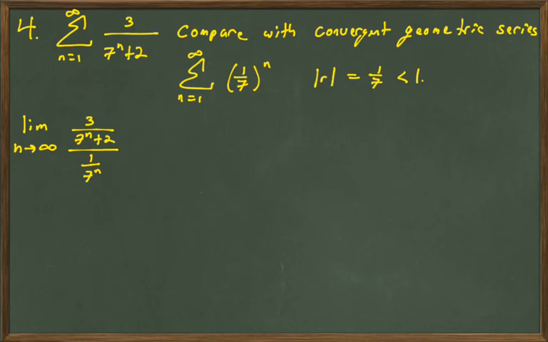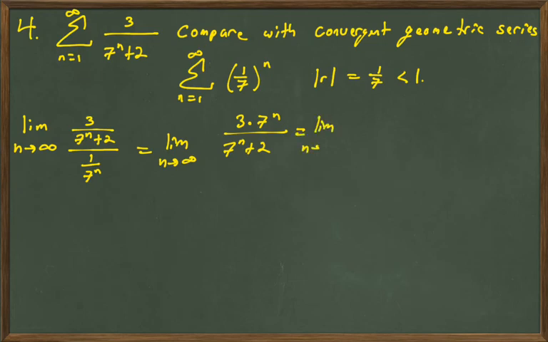Okay, all right, and then we're going to go ahead and flip over the dividing fraction, so we have 3 times 7 to the n over 7 to the n plus 2. This is going to be an infinity over infinity. You can do it with L'Hopital's rule. You can factor out a 7 to the n. You got some options here of figuring out what this limit is.